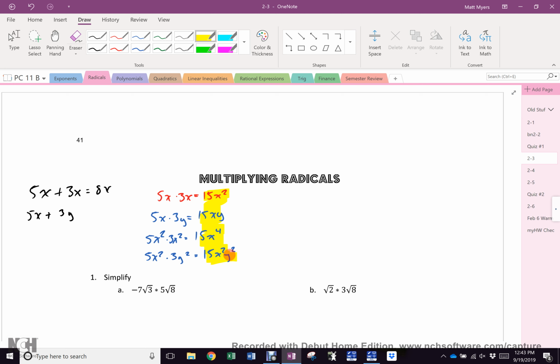The variables. Okay, so doesn't it stand to reason then that 5 root 2 times 3 root 3 would be what? 15 root 6. Now, all of you who are in my grade 10 class, you already know that's right. But you were willing to try that, yes? Okay.